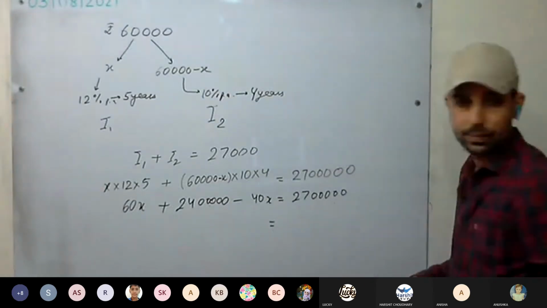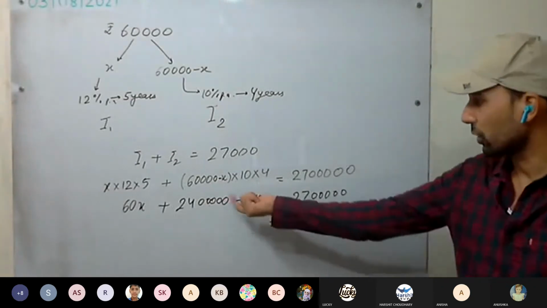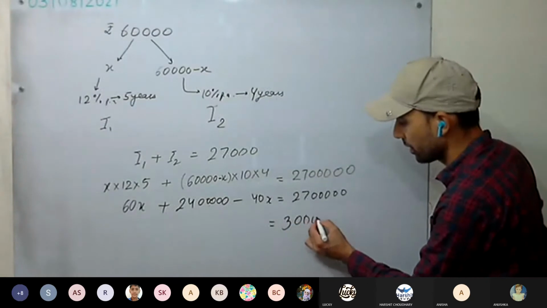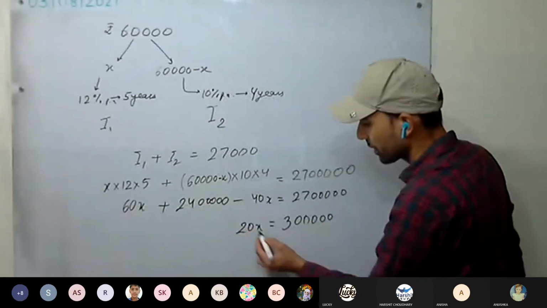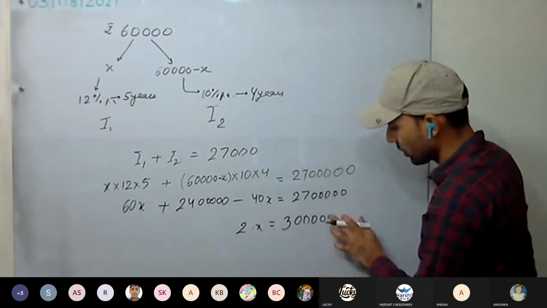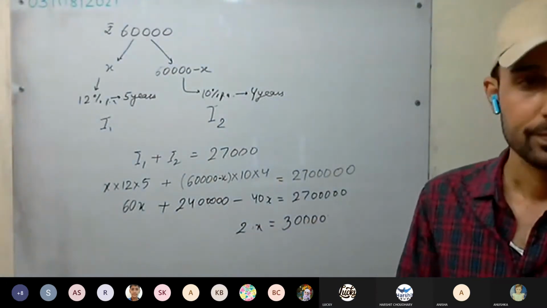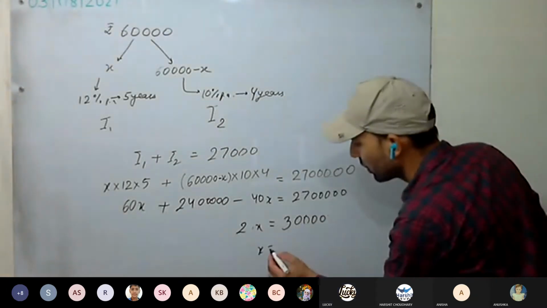How much will it be? 27 lakh, I think, minus 24 lakh. How much will it be? 3 lakh. Okay, 60 minus 40 will be 20x. Zeros get cancelled. How much will x be? 15,000. X equal to 15,000.